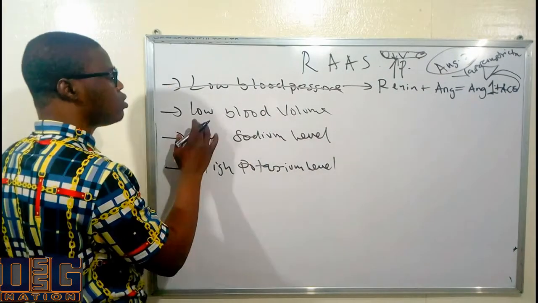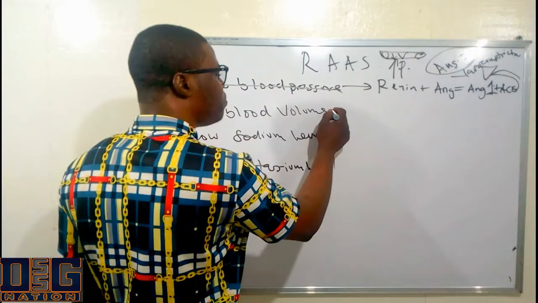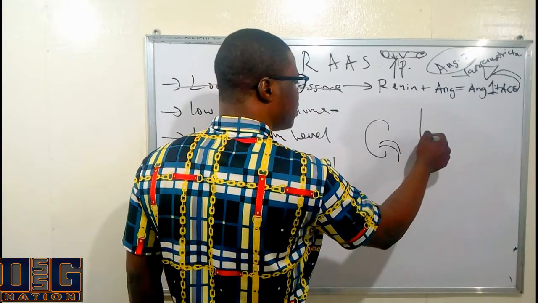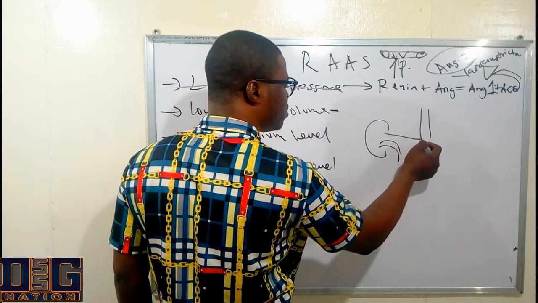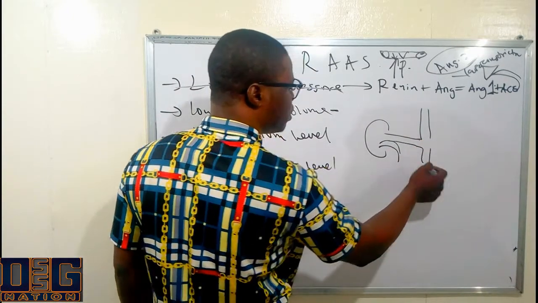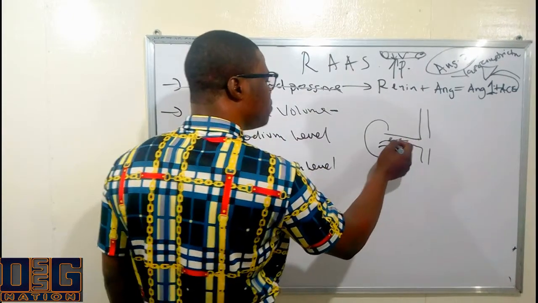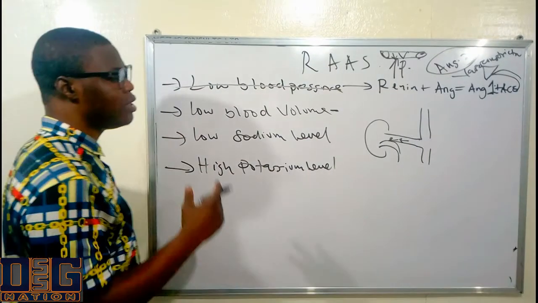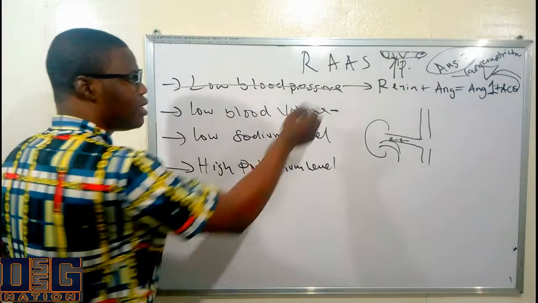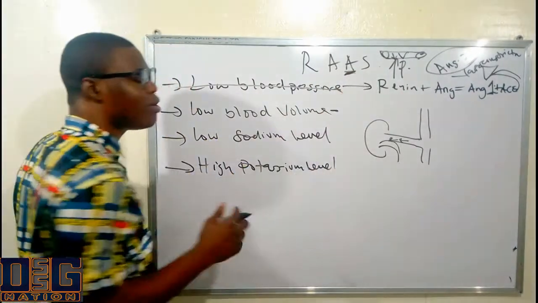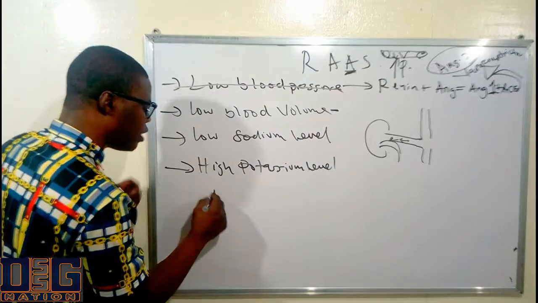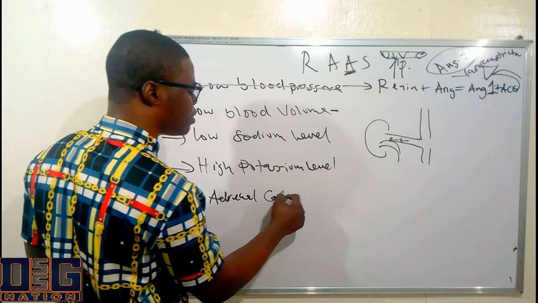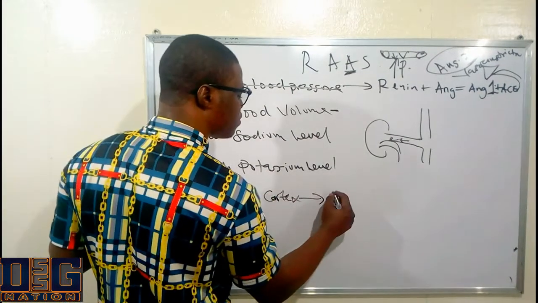So now, to the low blood volume. If there is low blood volume, or reduced blood flow to the kidney, our abdominal aorta is branching into what? Into the renal artery. So if enough blood is not getting to the kidney, what is going to happen? The kidney is going to act by releasing the next A, which is aldosterone. Now from where? From the adrenal cortex. So the adrenal cortex is going to secrete aldosterone.